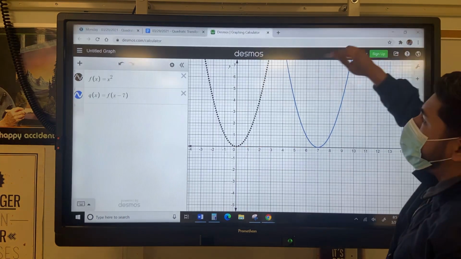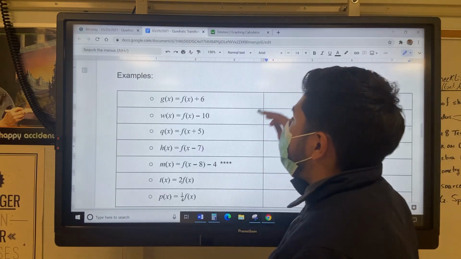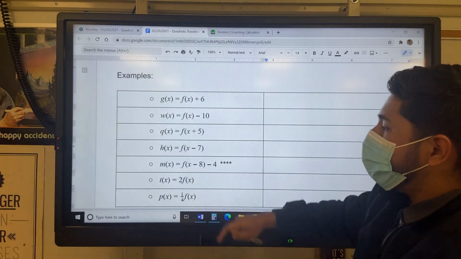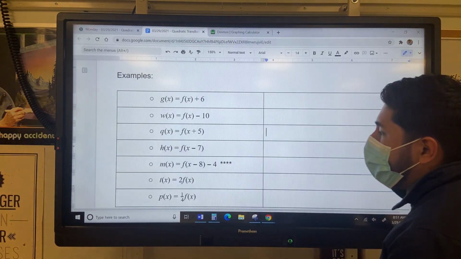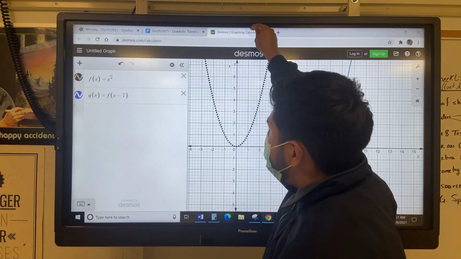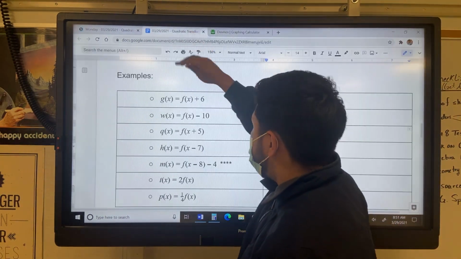Pause it if you need to. So we went up, down, left, right. Check it out, little star version. This is a long one. M of x, -8 and -4.